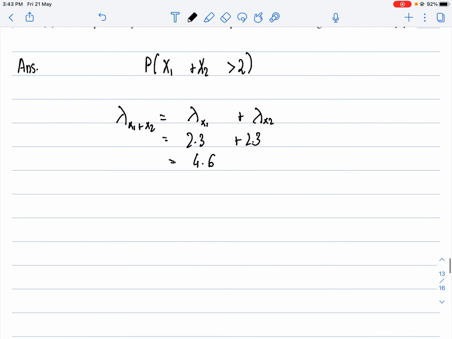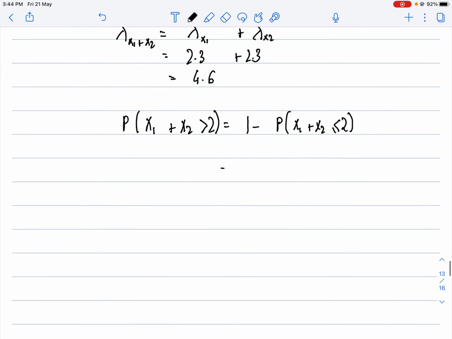Now I need the probability of x1 plus x2 to be more than 2. That's basically 1 minus the probability of x1 plus x2 being less than or equal to 2. Let's say x1 plus x2 is given a variable T, just for assumption. So this is 1 minus the probability of T equals 0 plus the probability of T equals 1 plus the probability of T equals 2.